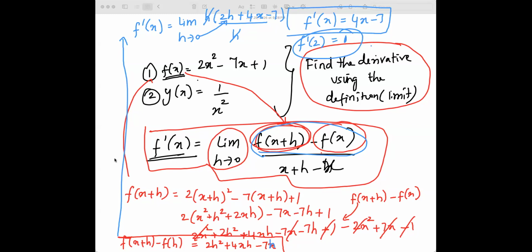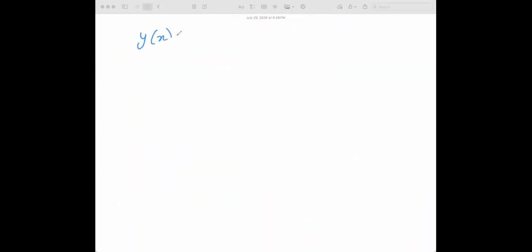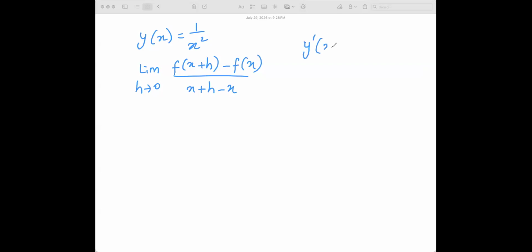Wait, how's it one? What is it? Oh, the other one. Yes, sorry. y of x will be equal to 1 by x square. You want to try this one? Again, the definition of limit says h is tending to 0, okay? But what you're actually doing is the slope: f of x plus h minus f of x divided by x plus h minus x. Can you plug that in and tell me what is the derivative? That means I want you to tell me y prime of x using the definition.